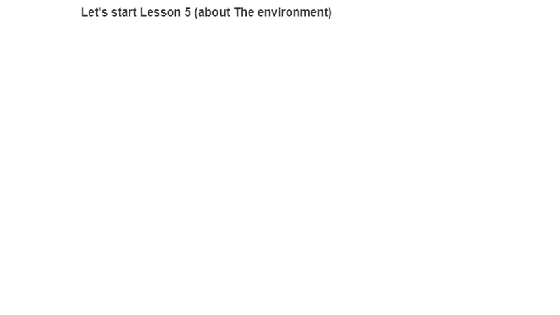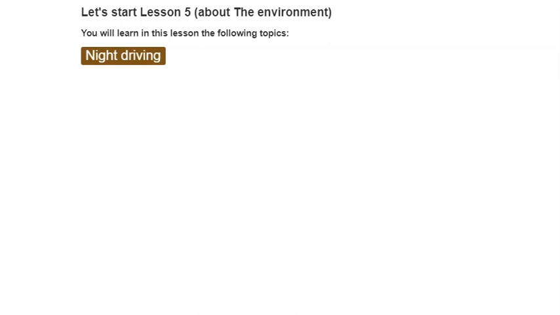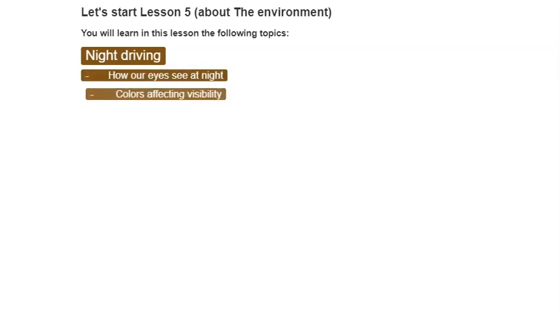Lesson 5 about the environment. You will learn in this lesson the following topics. Night driving. How our eyes see at night. Colors affecting visibility. Headlight and high beams.